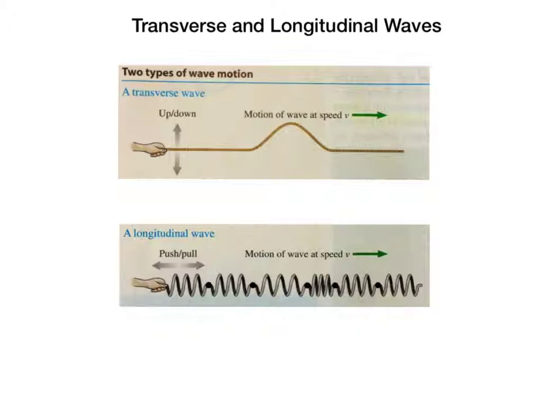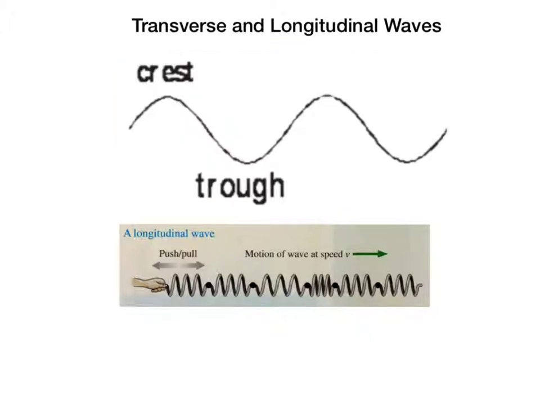Now, transverse waves are made up of a series of positive pulses and negative pulses. The positive pulses are called crests. So this would be the crest of the wave. And negative pulses are called troughs. That would be the lower down part of the wave, as we see here. So we've got the crest there, the trough there.